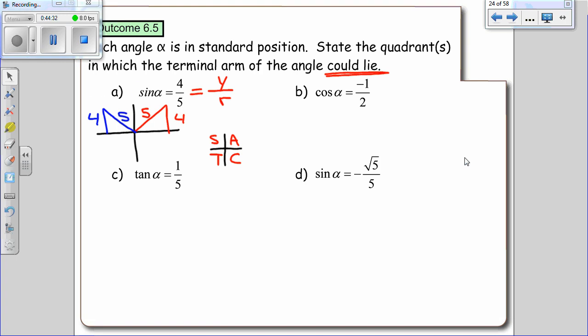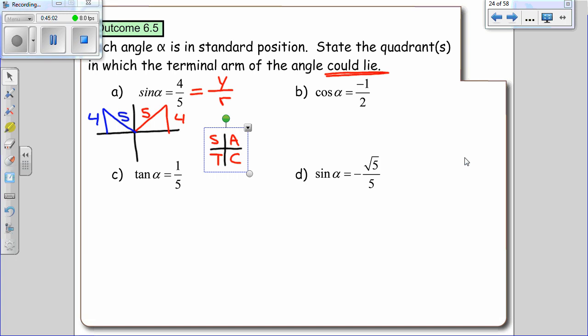Yep. If this was a question on a test, and they said, draw the angle, you need both. Both are correct. That's why they said could lie. Right? Both of these are possible. You don't know which one's right, you don't know which one's wrong. So both are the right answer. You need both there to be correct. Yeah. Good question. So let's try cos.